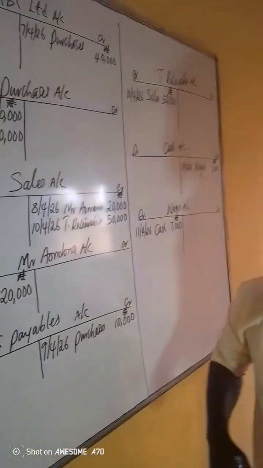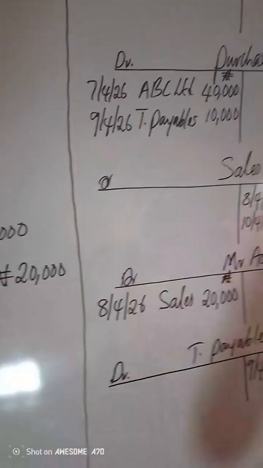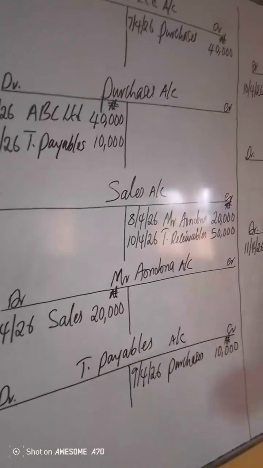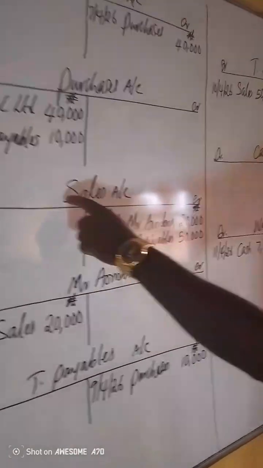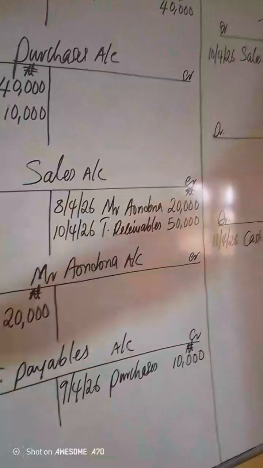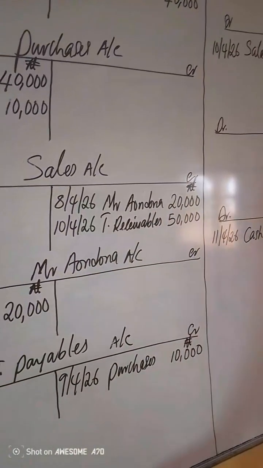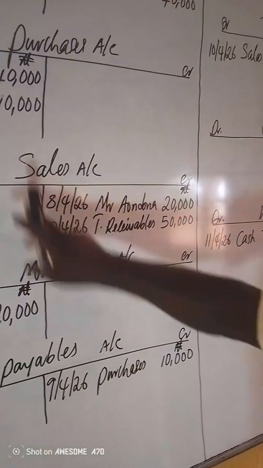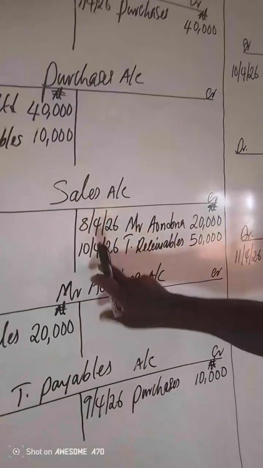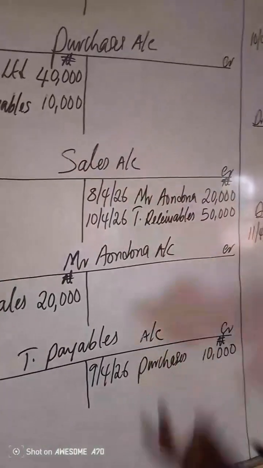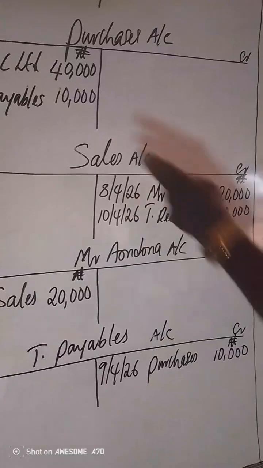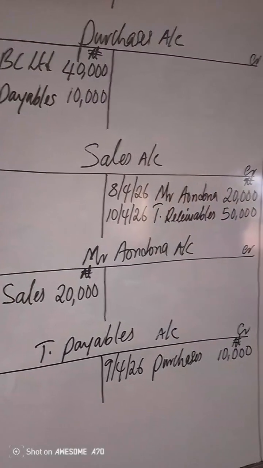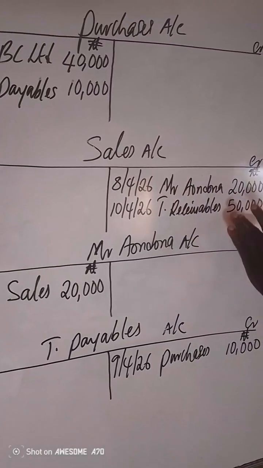So let's say I will record this. And we are saying here, always start with the giver. The giver is sales. Look at it. Sales is a giver. The goods you are giving out are referred to as sales. You are selling. So in this case, on the fateful day, 10th of April 26, sales is giving out to trade receivable, to receive value from the sales, and the value is 50,000.